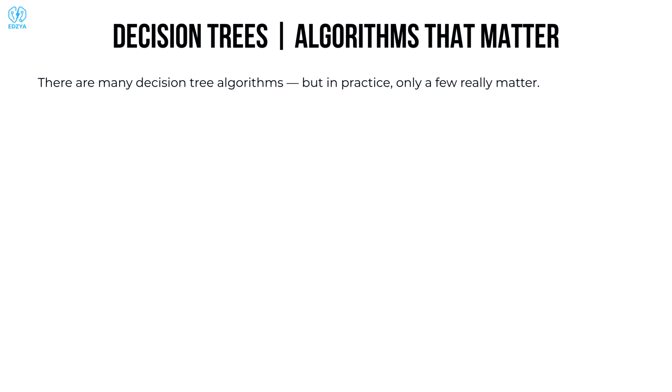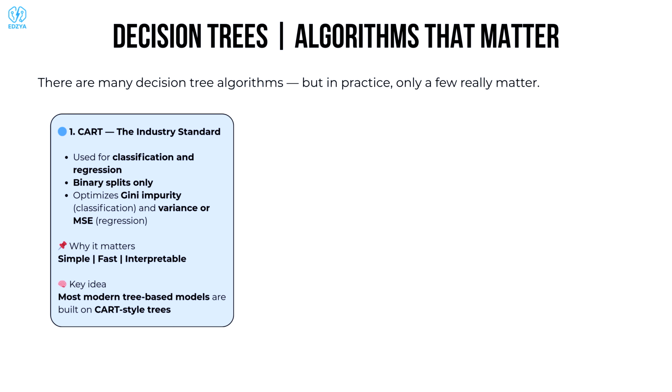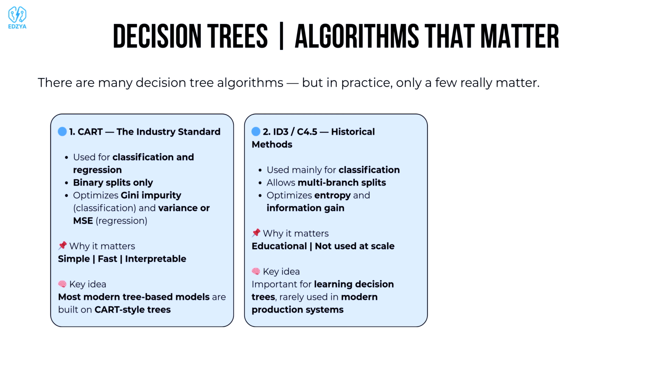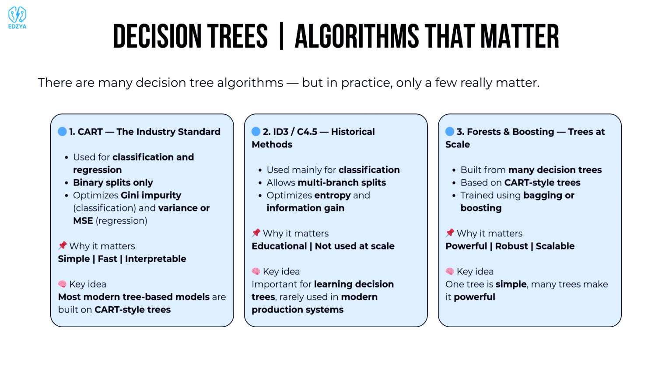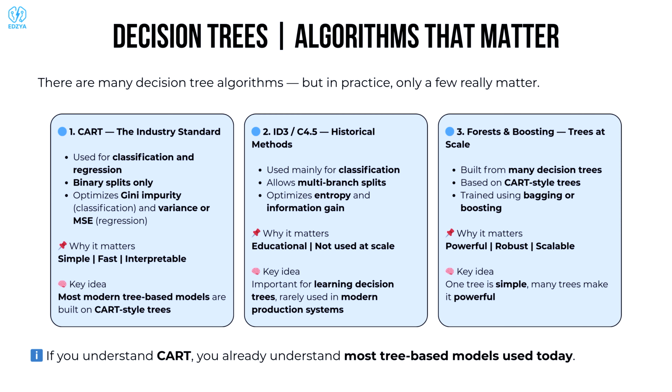There are many decision tree algorithms, but in practice only a few really matter. First, CART. It is the industry standard used for both classification and regression. CART uses binary splits and optimizes impurity or variance to make decisions. Next, ID3 and C4.5. These are mostly historical and educational methods. They use entropy and information gain, but are rarely used in modern systems. Finally, forests and boosting combine many trees to build powerful models at scale. These methods are based on CART-style trees and improve robustness and accuracy. If you understand CART, you already understand most tree-based models used today.